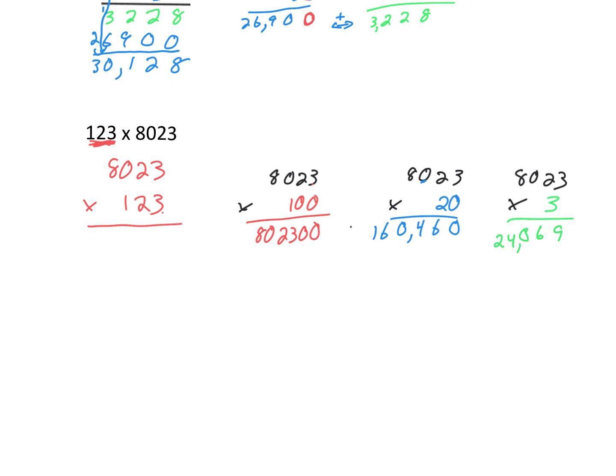Okay, so now I need to add 802,300 plus 160,460 plus 24,069. I could rewrite this anywhere. Sometimes I like taking lined paper and turning it sideways.